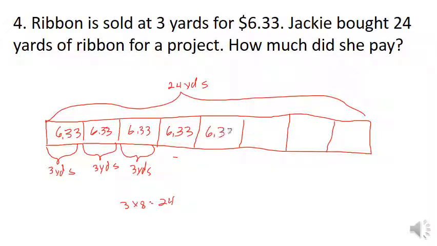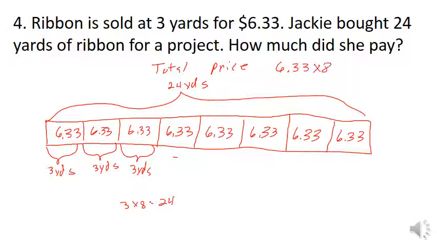Now I have two options here. One of them I could do repeated addition. I could add all these up. And that would take me a while, and it's very possible that I'd make a small computation error. So I want to know what the total price is here. Now like I said, we could do repeated addition, but another thing for repeated addition is multiplication. So I know if I take $6.33 times 8, it's going to give me how much it costs.